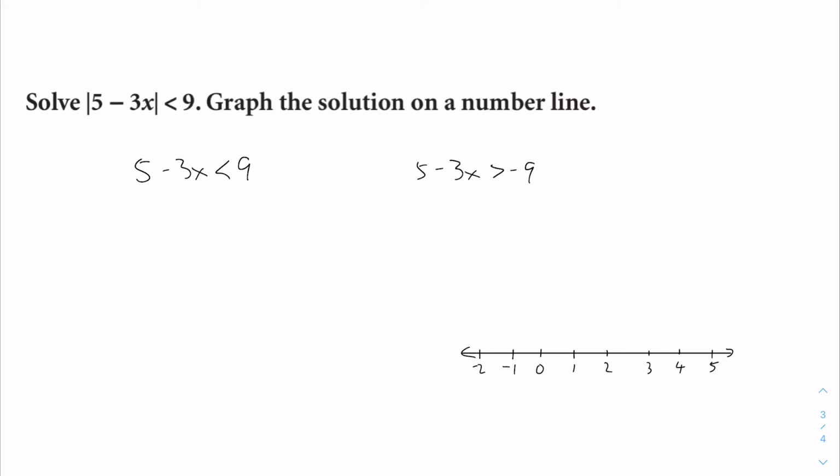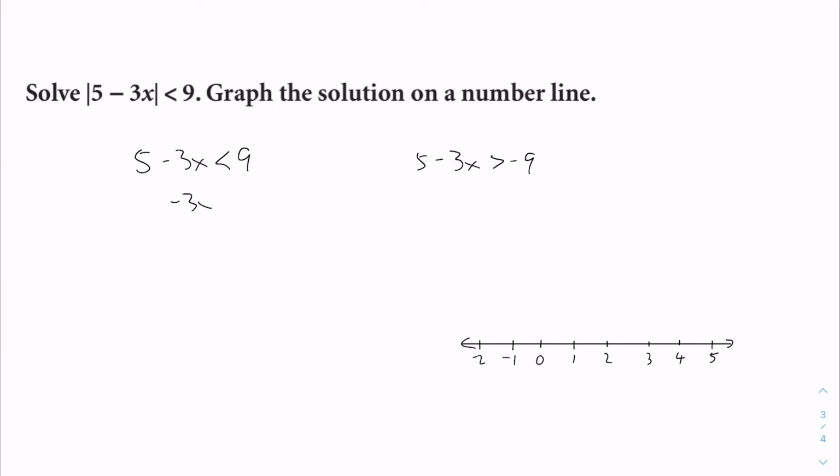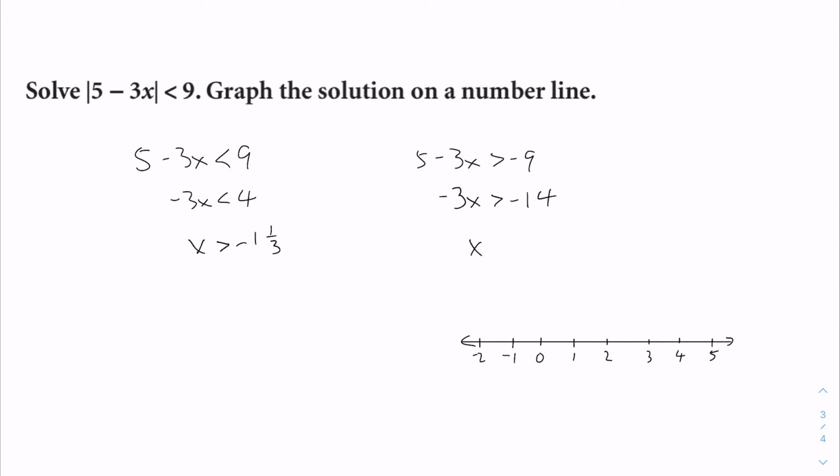To solve the left inequality, you would subtract 5 on both sides, which would be negative 3x is less than 4, and then divide by negative 3, but remember to change the sign when you divide by a negative number, which would be x is greater than negative 1 and 1/3. For the right inequality, you would subtract 5 on both sides, which you get negative 3x is greater than negative 14, and then divide by negative 3, change the sign, and you get x is less than 4 and 2/3.